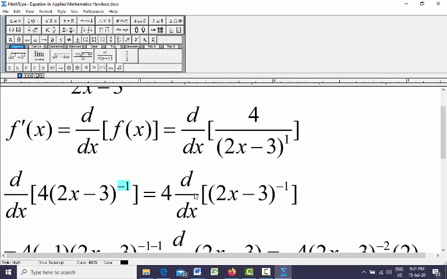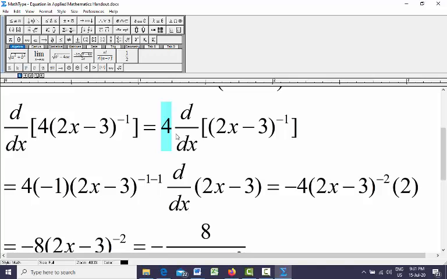Now, as I said before, this 4 is the coefficient. 4 is in multiplication with this one, so this 4 needs to move outside. So we will move this 4 outside. Now we have this one, so we need to process this one now. As you can see, we have a power over a bracket, so you need to process the power first.